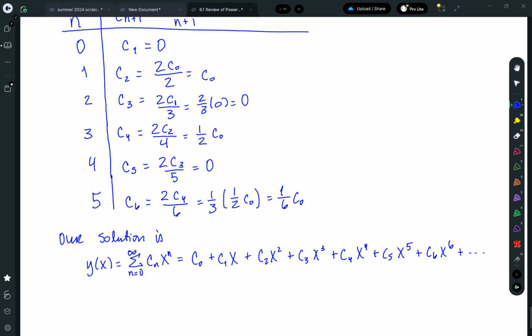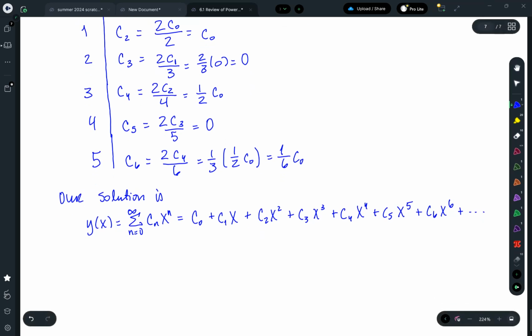The reason why I wrote this out is so that we go back to what we were doing anyway. Because oftentimes this is where people get stuck. They're like, I found all these values and I don't know what to do with them. We go back to what our premise was. Y of x is a power series. And we just found the values for all the c's through c6.